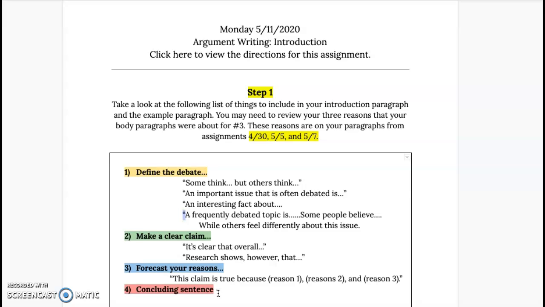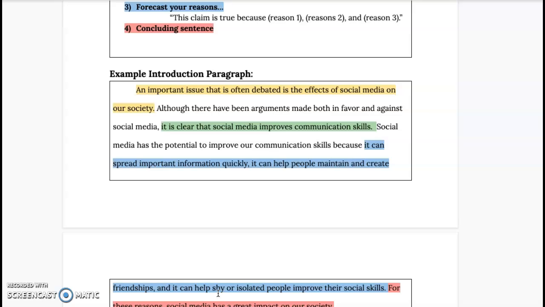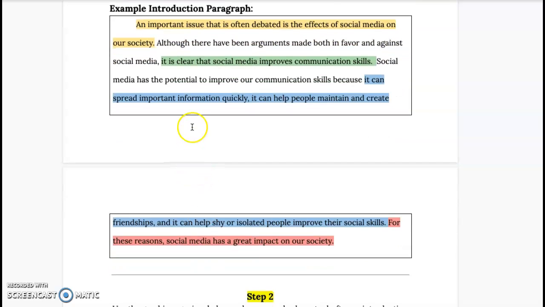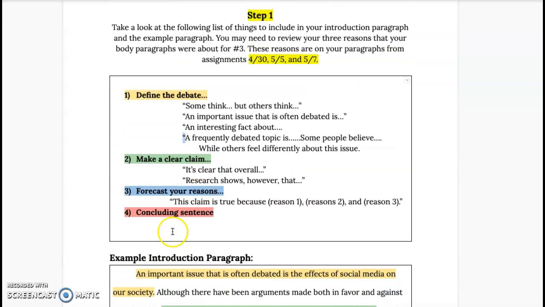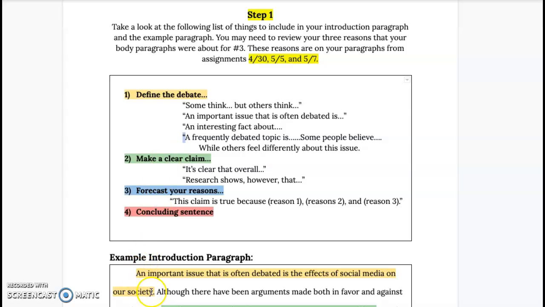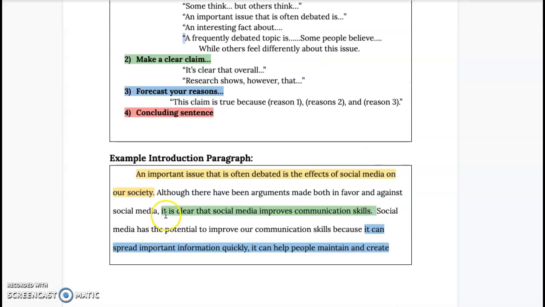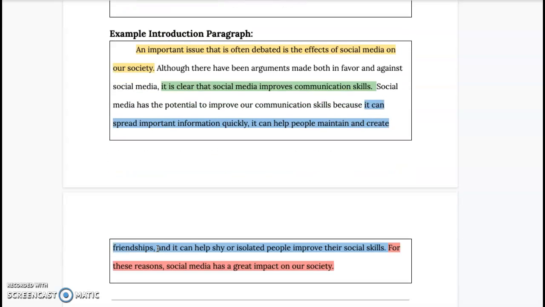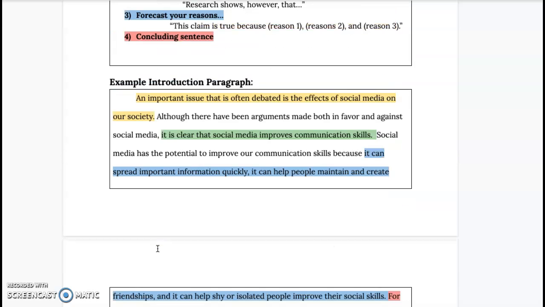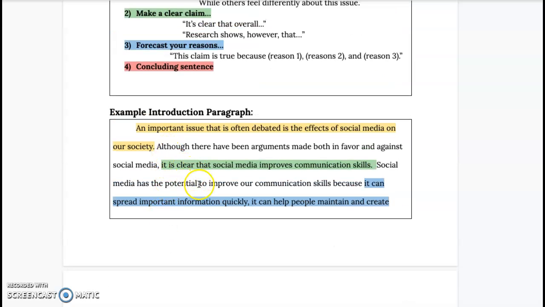Okay, so that's it. I have down here an example of an introduction paragraph for the essay we've been looking at on social media in our society. Okay, and the different parts here are highlighted. So you can see the defining is in the yellow, the clear claim in the green, the reasons forecasted are in blue, and red is the concluding sentence. There's a couple of extra sentences in here to kind of just help it flow and make sense, which is fine if you would like to do that as well.